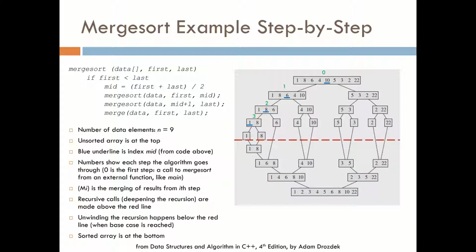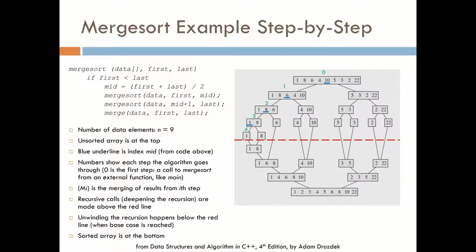Now, when we call the function recursively here, it only has one item. So first is not less than last. That means that instance of the function terminates. This always happens when you're down to one element. In this case, 1 by itself is sorted. So this instance of the function terminates and it returns to the instance at step 3.